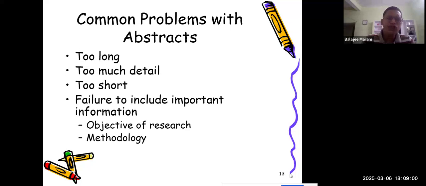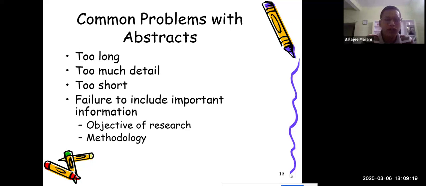Third point, too short also. An abstract should be moderate, meaning 120 words to 150 words. It is not like 50 words. Okay, 50 words are not entertainable. That is not called an abstract. Is it okay? So it should not be too short.